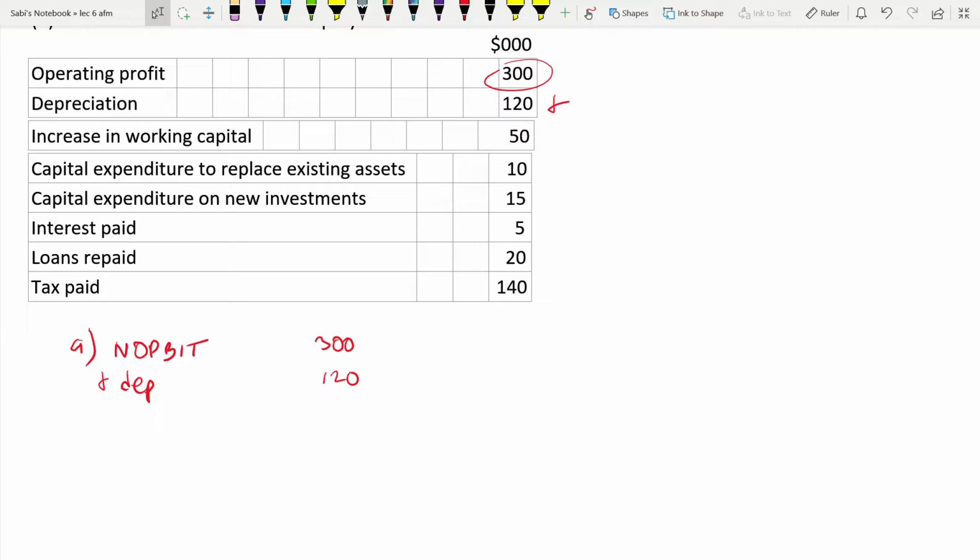Then you deduct tax, 140, this one. What you get after you add depreciation and deduct tax is known as operating cash flow. Please label it. You have to label it. And this question you can do in Excel.